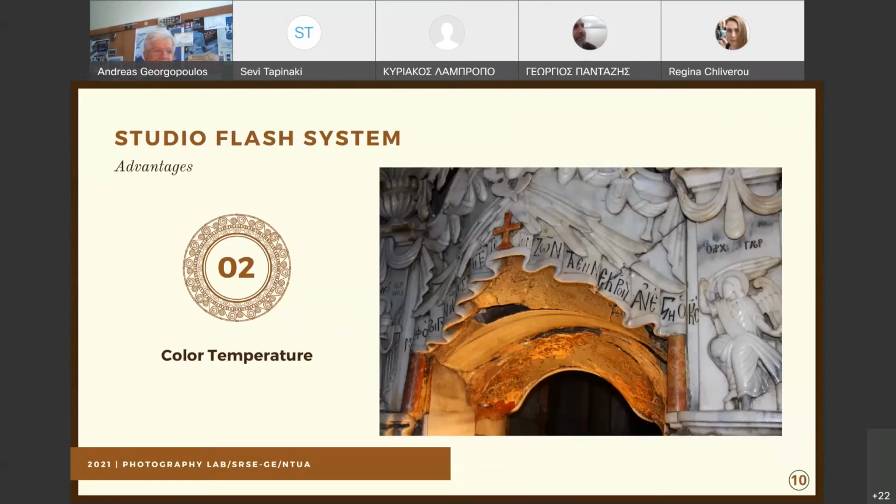The second reason we chose a studio flash system was the color temperature. We had, with absolute accuracy, white light, precisely at 5,500 Kelvin at every single shot, because a flash has an extremely accurate performance in each burst, and especially a studio flash with its big intensity overrides any other lighting of different color temperature.